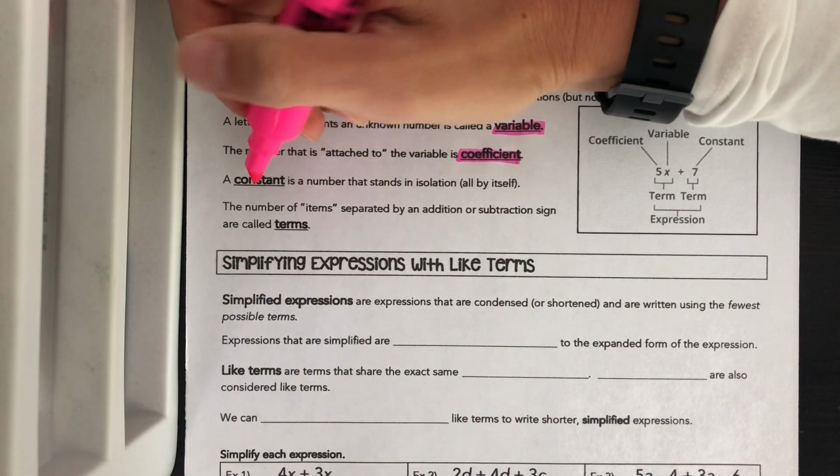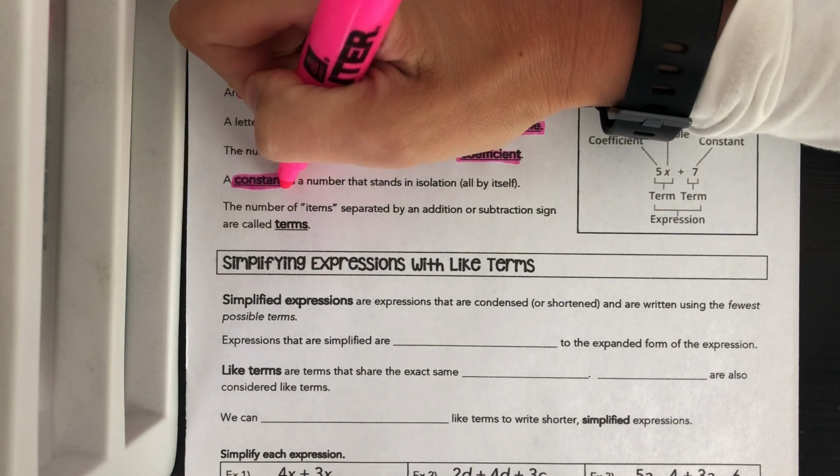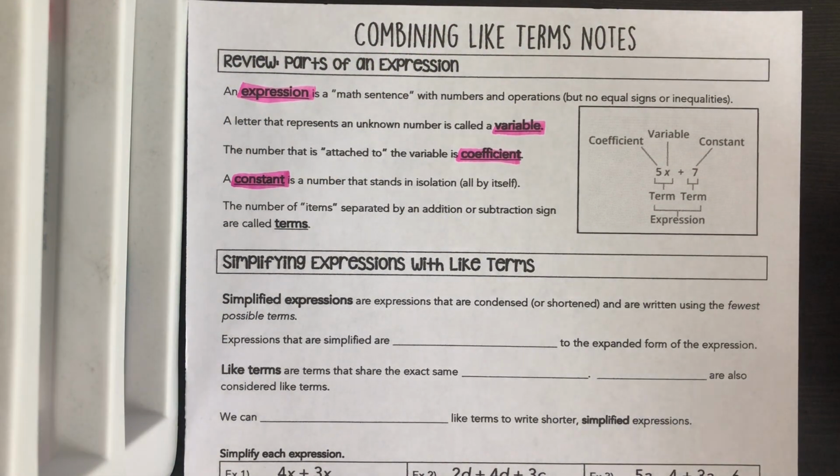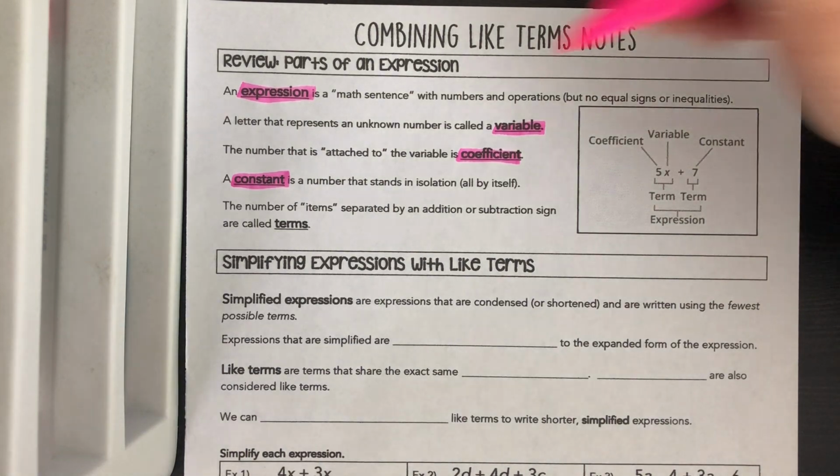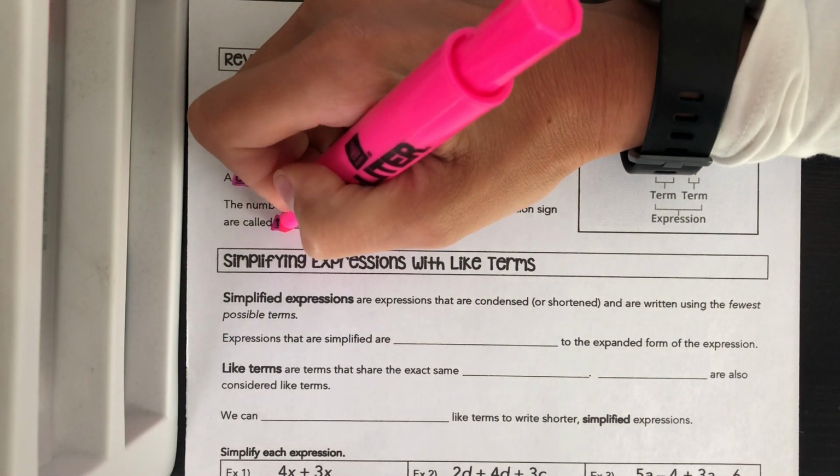A constant is the number that stands in isolation or all by itself. So an example of this would be 3. 3 is a number that stands by itself. It does not have a variable attached to it. I also remember this because constant means stays the same. So 3 is always going to be 3. It's going to have the same value. The number of items separated by an addition or subtraction sign are called terms.